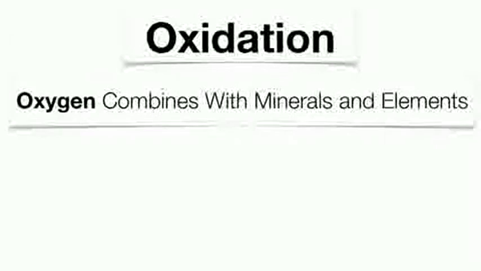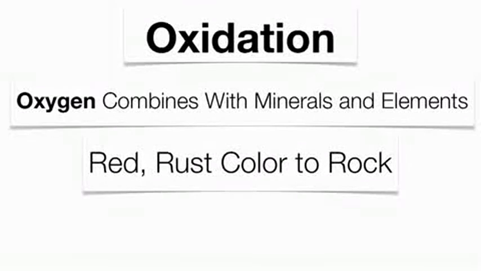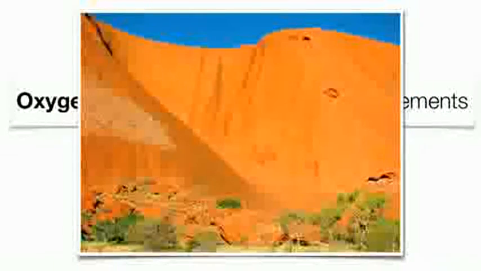So the name of the type of weathering that we're going to talk about actually gives you a clue about what attacks the rock itself. In oxidation, oxygen combines with the minerals and elements within the rock and produces a red rust color, a beautiful, beautiful red color. The reason is the iron within the rock. The iron and the oxygen really attack each other, and it ends up being a very red, rusty color, much like the red rock in Sedona.